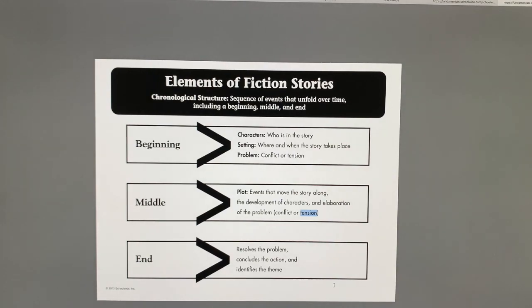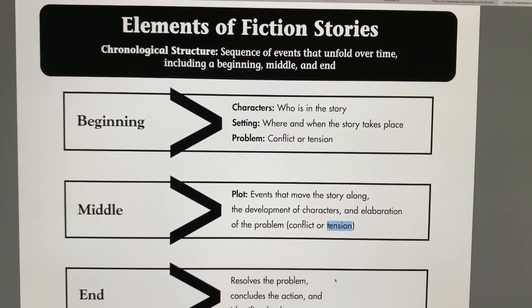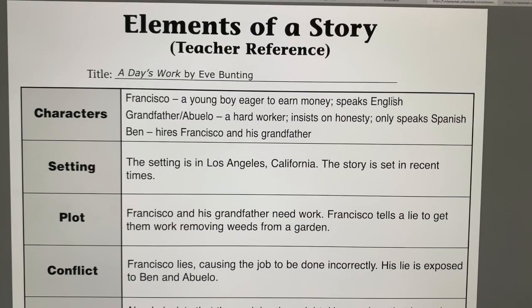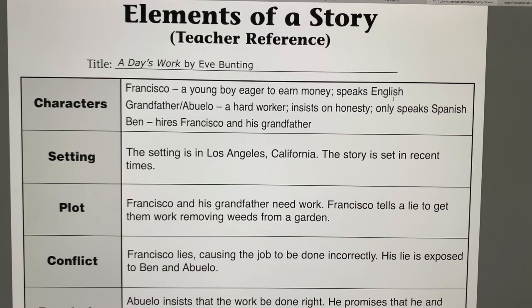So I wanted to review those with you, but you are going to be filling out a document that's going to look like this. Now, this is an example. This is an example based on the book, A Day's Work by Eve Bunting. Your copy is going to be blank. It will have these 5 words on the side, and you are going to tell me who the characters are.